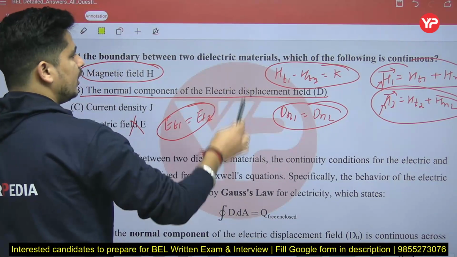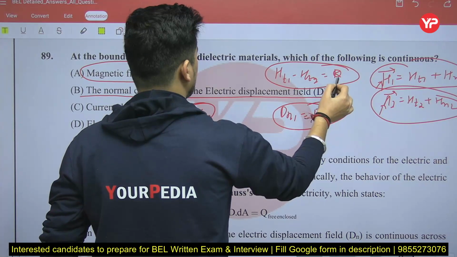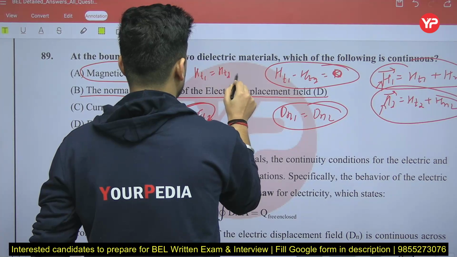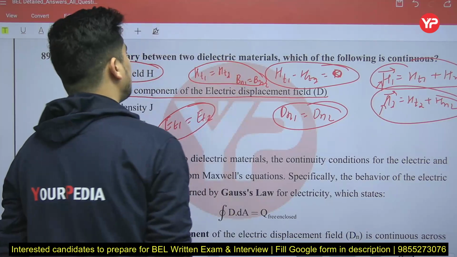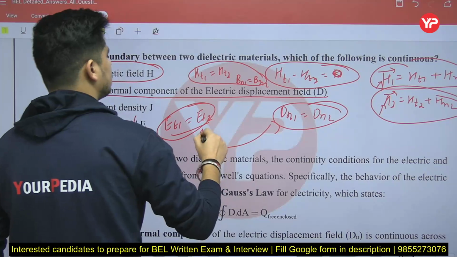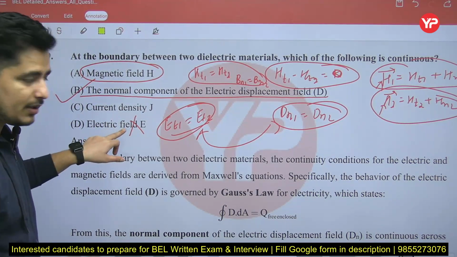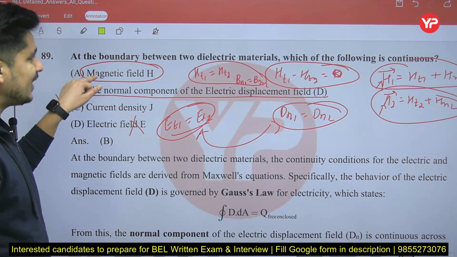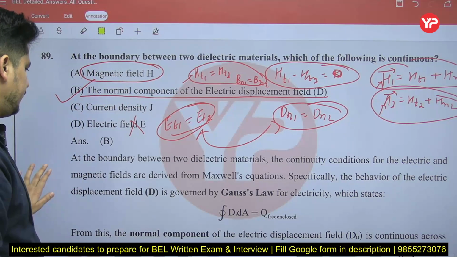All the boundary conditions: Ht1 minus Ht2 is equal to K, or if it is dielectric, nothing is there, Ht1 is equal to Ht2. Bn1 is equal to Bn2. These are the magnetic boundary conditions. Electric boundary conditions: Et1 is equal to Et2 and Dn1 is equal to Dn2. From the options we can say that option B is correct, because he is asking for the complete electric field. The complete electric field is not constant, only the tangential component is constant. In the magnetic field also, only the tangential component is constant, not the complete magnetic field.